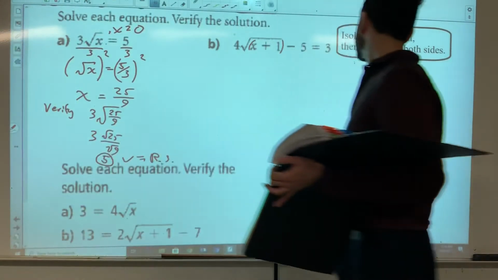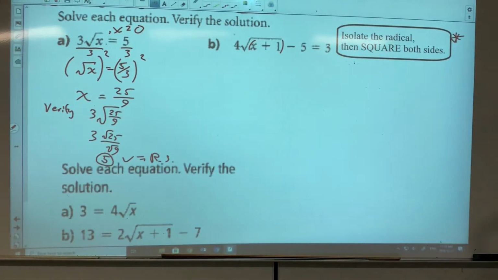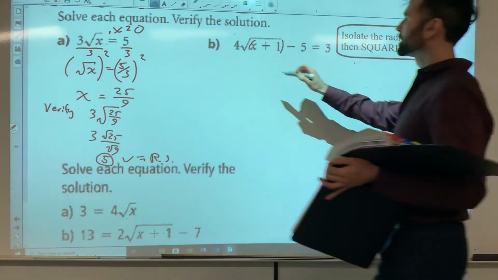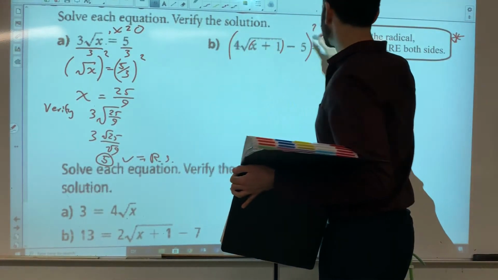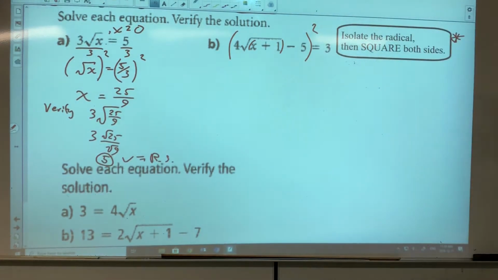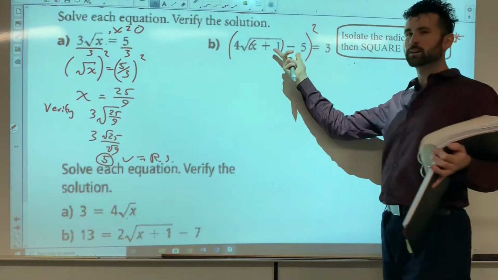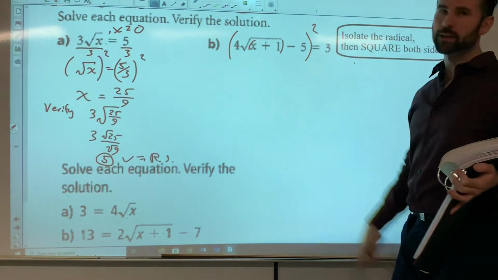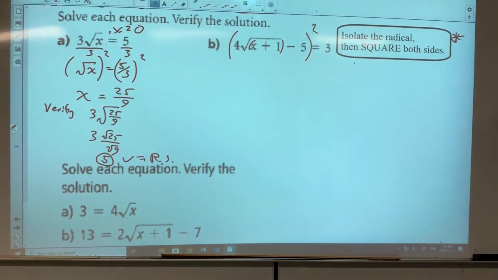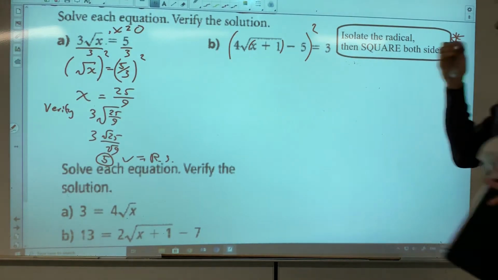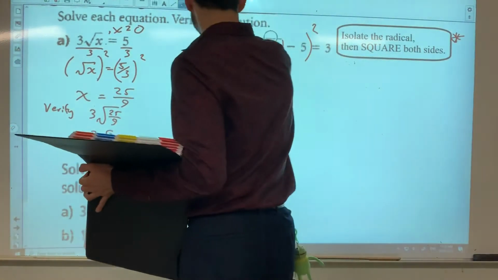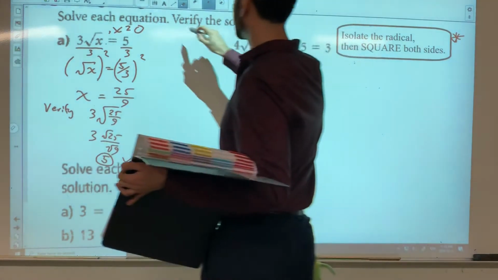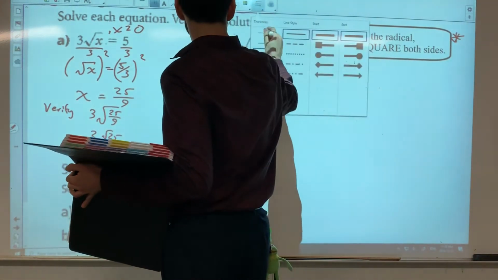This question. So I got this big box. It says isolate the radical, then square both sides. So what would happen if you just squared this? Is that going to make my life easier or harder? Way harder, because you're squaring a binomial. So you're going to get all these cross terms, and you're actually not going to get rid of your radical. You'll probably introduce more radicals to the equation. So that doesn't work. That's why you need to isolate the radical, get it all by itself.